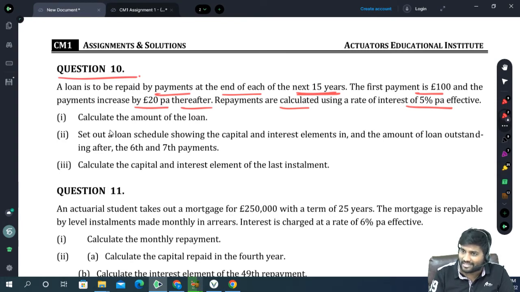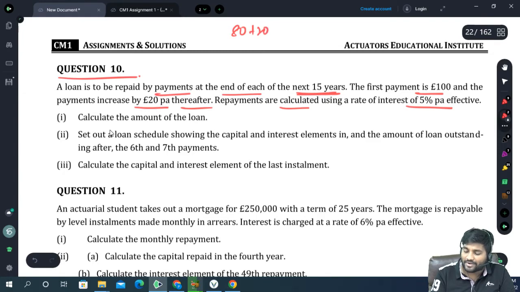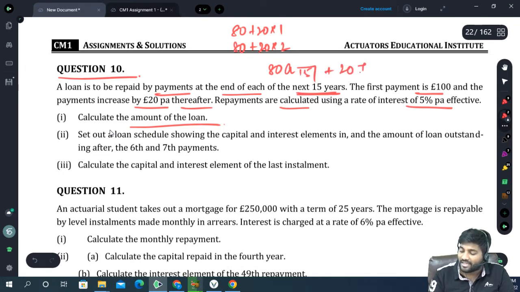So we'll reduce and then we'll write 80 plus 20 into 1. I'm giving you all the feeler. 80 plus 20 into 2 and so on. Calculate the amount of the loan. So it is what? 80 a_{15} plus 20 (Ia)_{15} at the rate 5%. This is part 1.